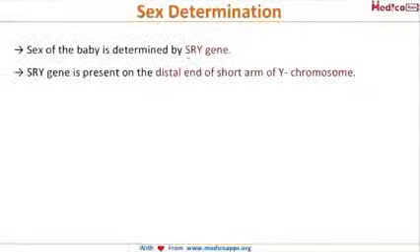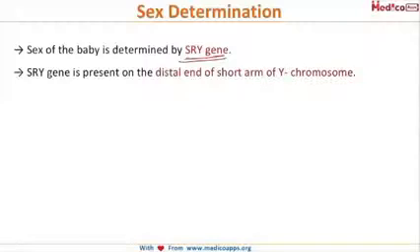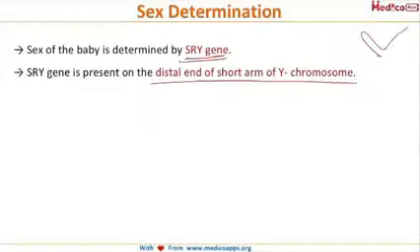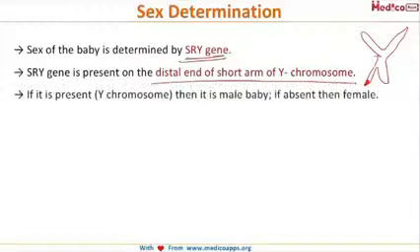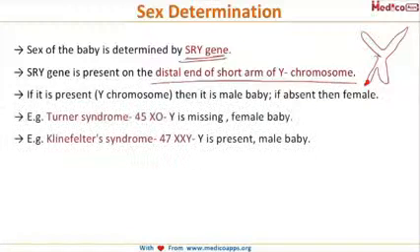So what determines the sex of the baby? And all you need to remember in this is the SRY gene, located on the distal end of the short arm of the Y chromosome. And to remember this, you need to remember this picture. Now, if this is present, it will be a male, and if this will be absent, it will be a female. And this you can understand by two examples.